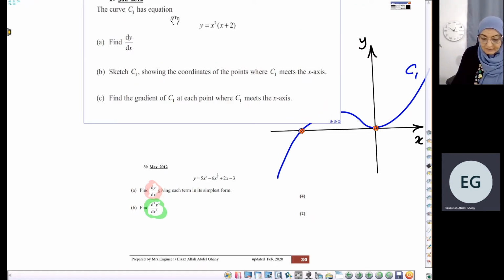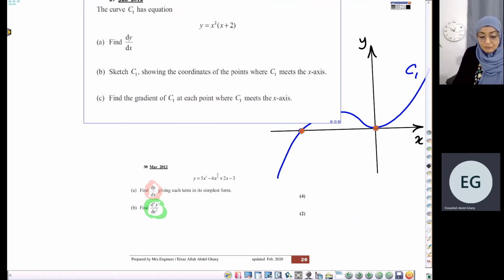The curve C1 has equation y equals x squared, open brackets, x plus 2, close bracket. It means it's a cubic curve, and we'll take cubic curves in functions afterward. It is a curve that is going up, but sometimes it has humps. If it is y equals x cubed, it's smoothly going up, but now it has humps because there is x squared into x plus 2.